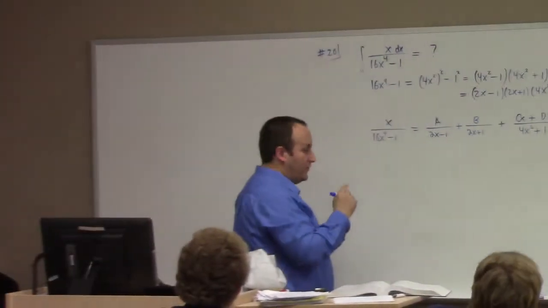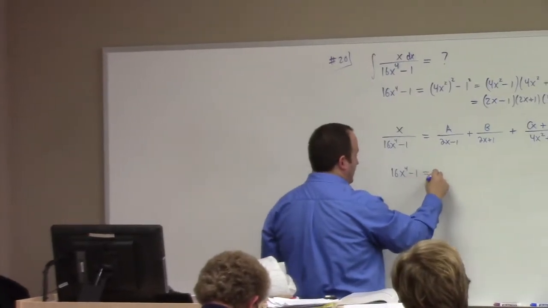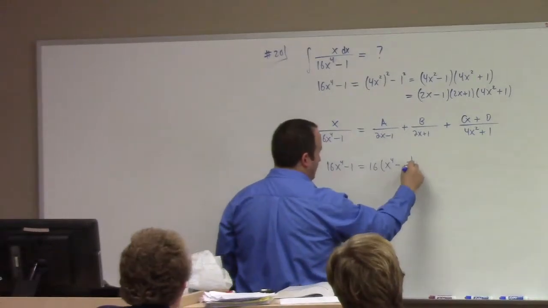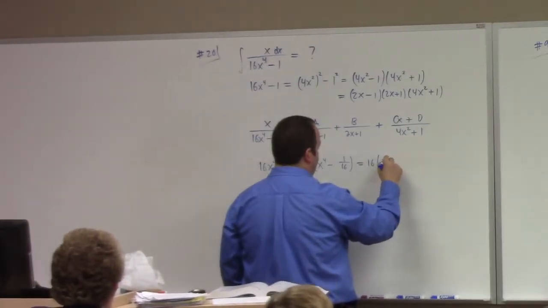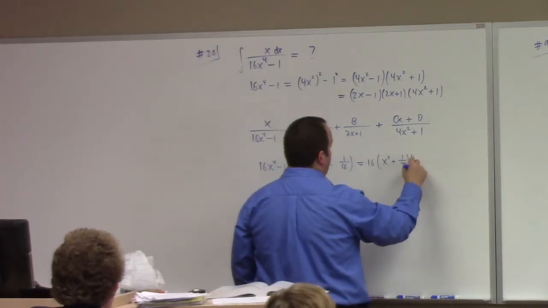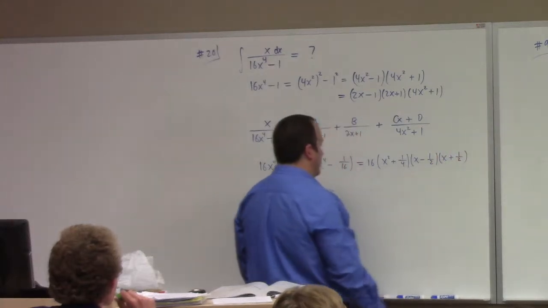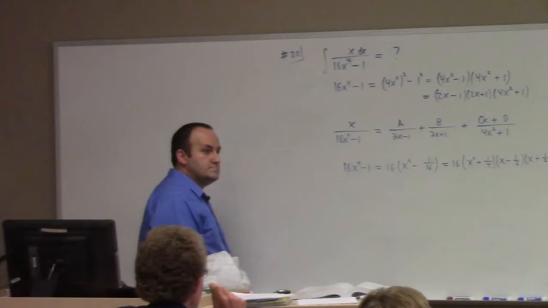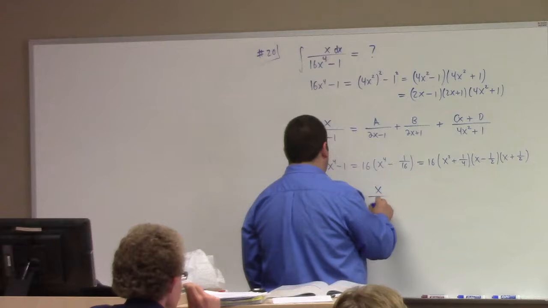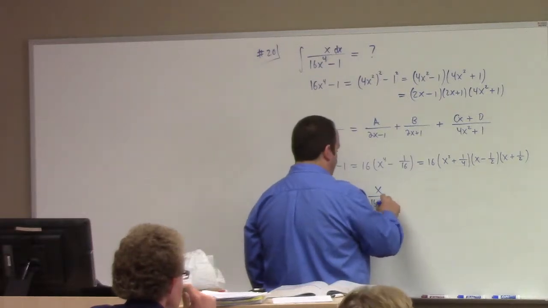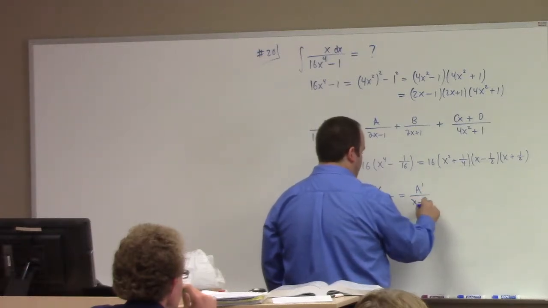Like that. Or we could notice that 16x to the fourth minus 1 is 16 times x to the fourth minus 1/16, which is, by the way, 16 times x squared plus 1/4 times x minus 1/2 times x plus 1/2. Which would fit into my template, and then the partial fractions that you would do from that would be, well, I'll do the x minus 1/2.